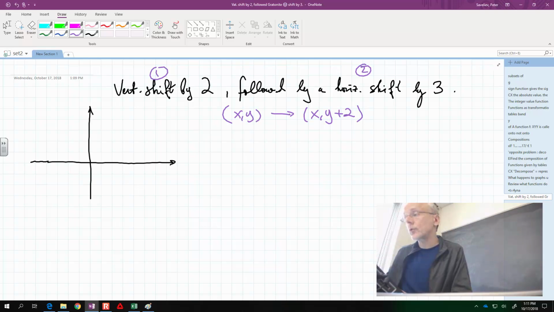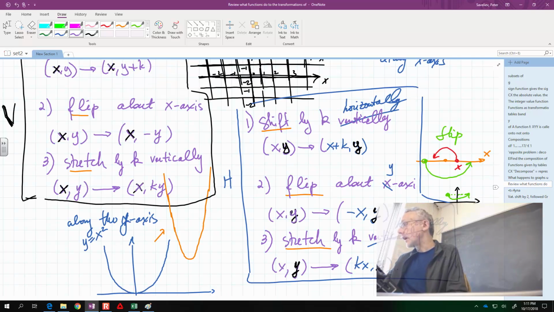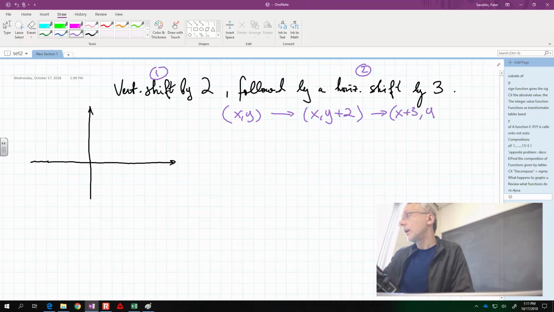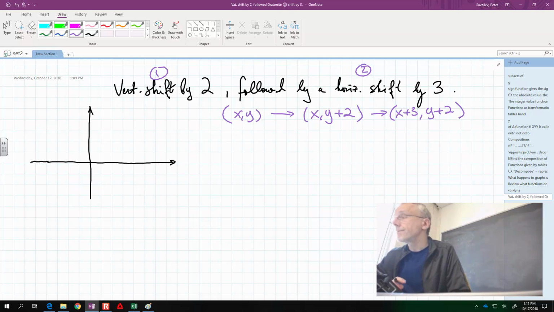I'm just doing algebra for the time being. Then the second operation is a horizontal shift by 3. So once again, I go to the list. Horizontal shift by 3, top of the second list: x changes by k, where k is equal to 3. So from here, we go to the next level, x plus 3, while nothing happens to y. So step 2, that is my algebraic transformation.